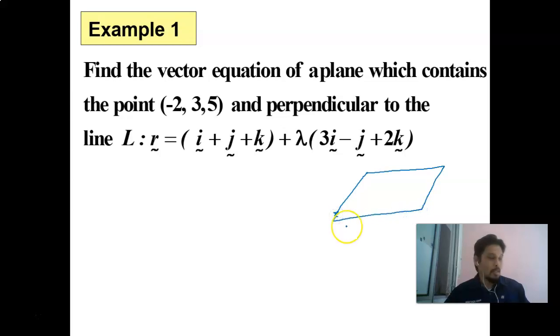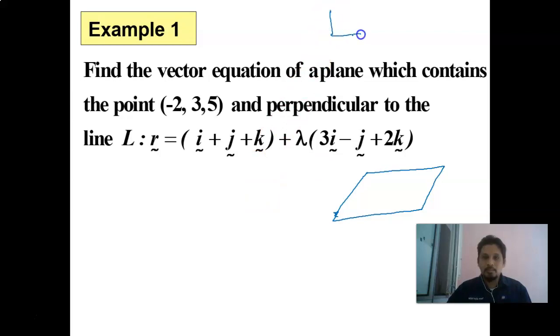Okay, a plane, something like this, a surface. There might be what we call the z-axis, y-axis, and x-axis, something like that. In this topic you need to be good at imagining the picture of the question.